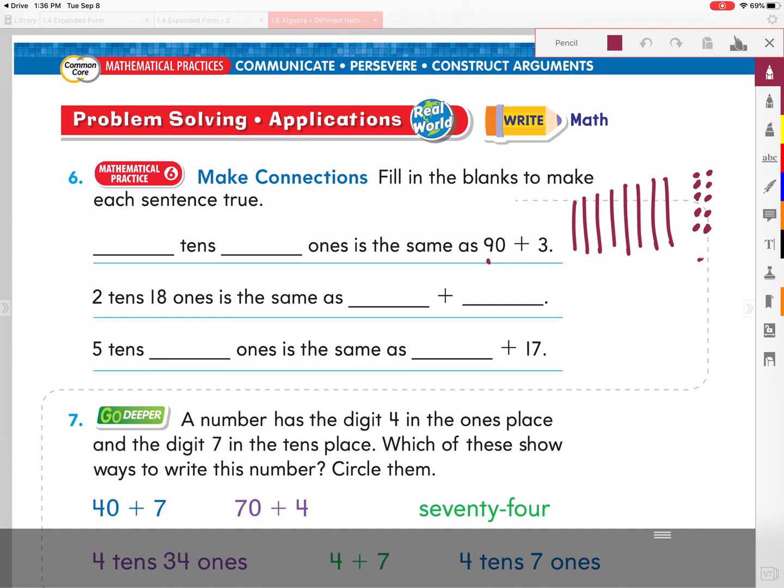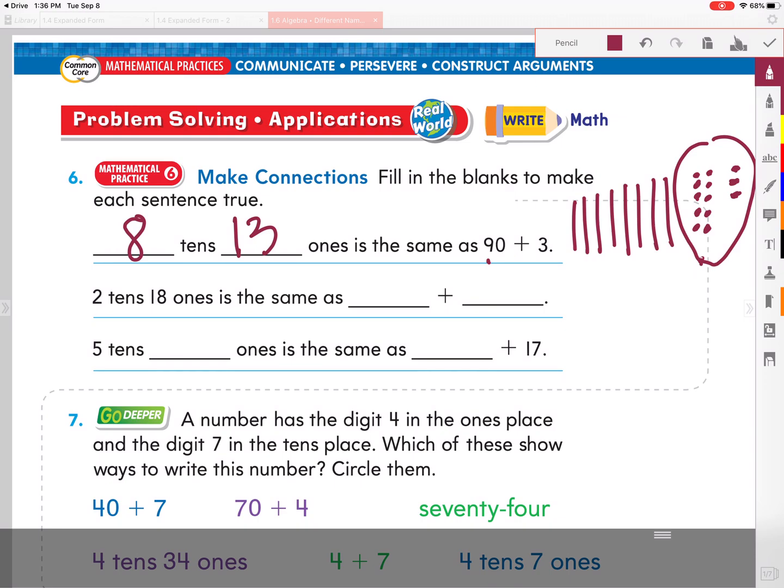10 singles. And now I need how many singles? That got me to 90. And now I need how many singles? 1, 2, 3. So I can say 8 tens and 13 ones. That's these bad boys right here. And that is the same as 93, isn't it?